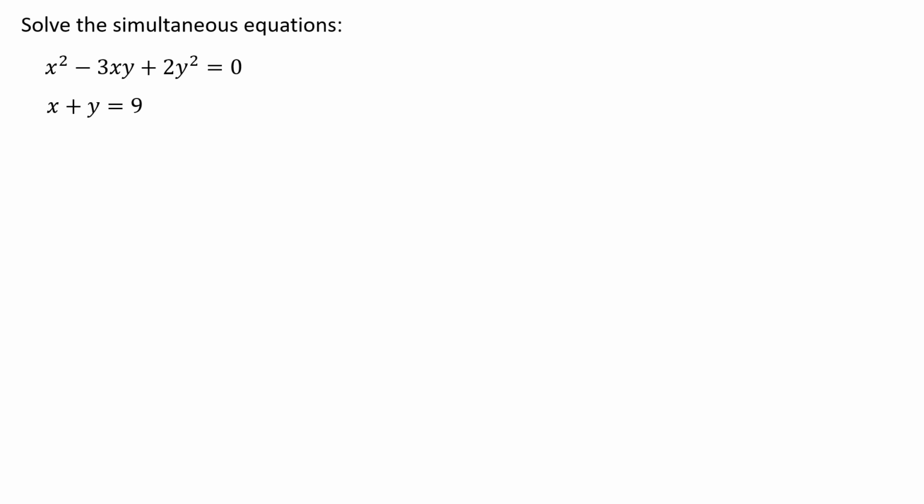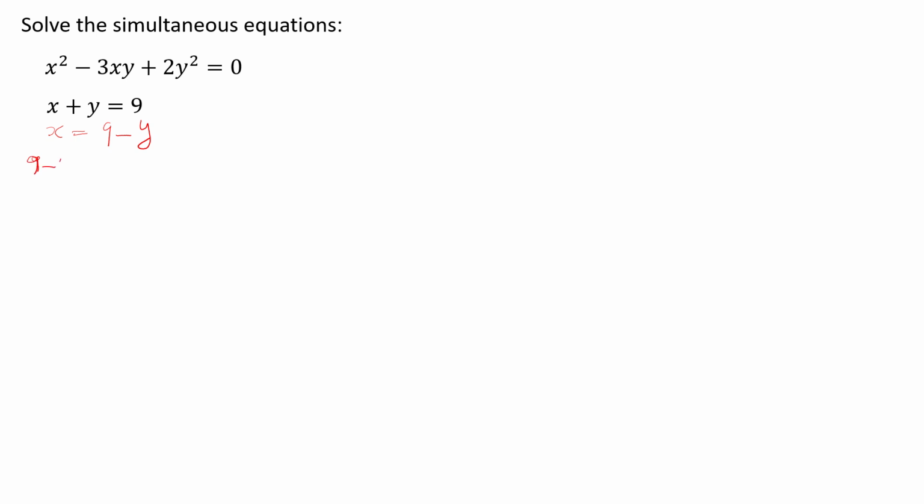Solve the simultaneous equations. We have two equations. The first equation is a quadratic, the second equation is a linear one. In this question, we cannot eliminate either the x term or the y term. The only way to solve is the substitution method. So I'm going to substitute for x because that is easy here. So x equals 9 minus y.